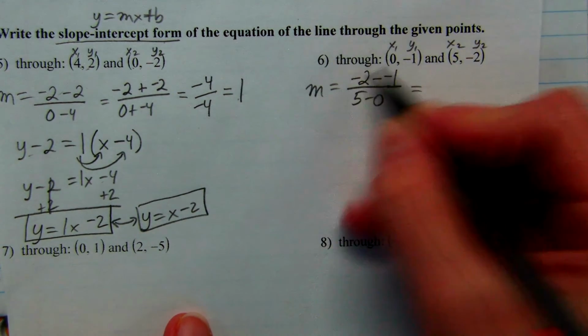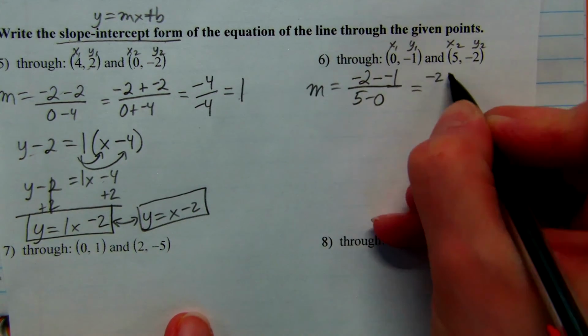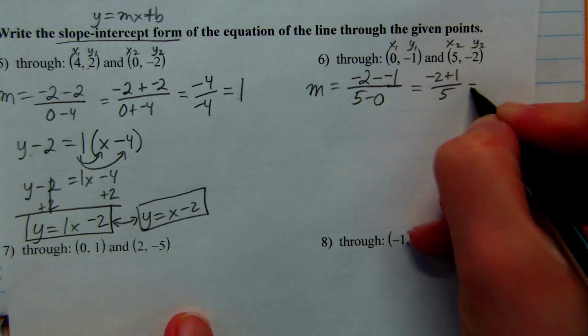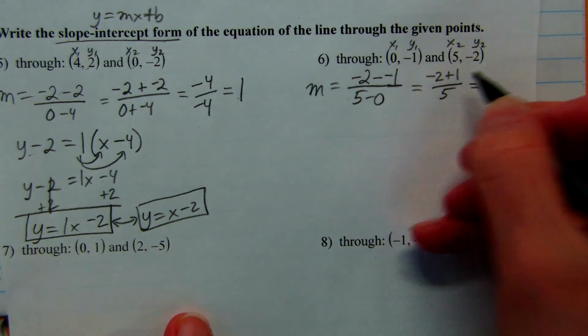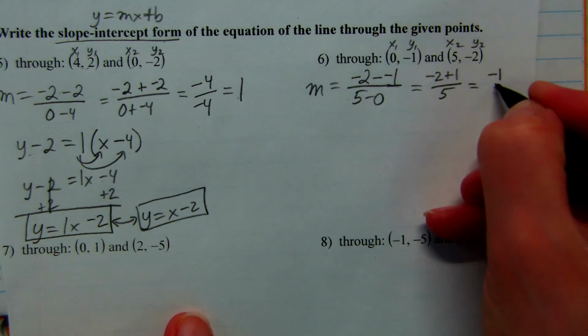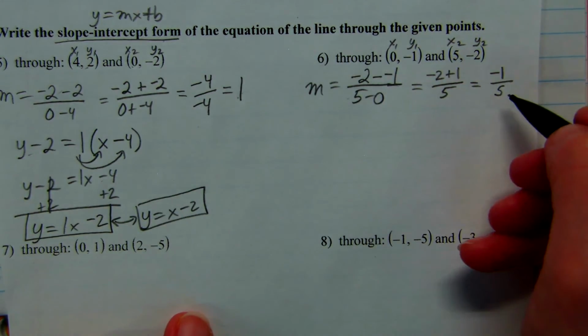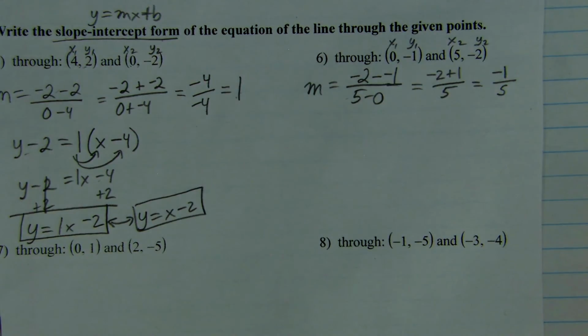Good. So on the top, we can change this to negative 2 plus 1, and that'll just be 5 minus 0. So negative 2 plus 1 comes out negative 1, and I have 5. I can't reduce that. We're going to have to leave it as a fraction, negative 1/5. Fractions happen. It's just part of life.